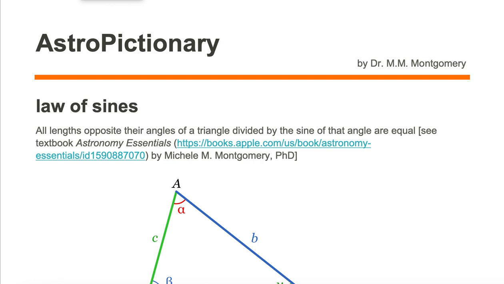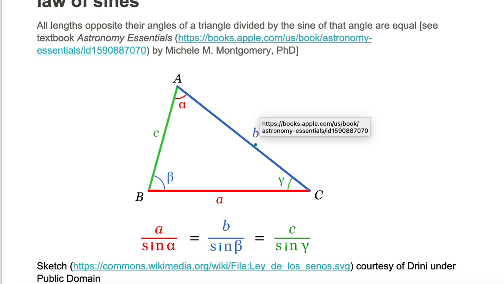The law of sines is that all lengths opposite their angles of a triangle divided by the sine of that angle are equal. Let's take a look at this law of sines.